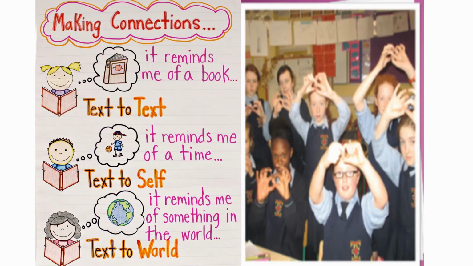Today we're going to practice making connections with what we read. Now there are three main types of connections we can make. We can make a connection between what we read and another book or story or film. So, for example, in the story we're about to read, one of the main characters is an orphan. That means that both of his parents have passed away.